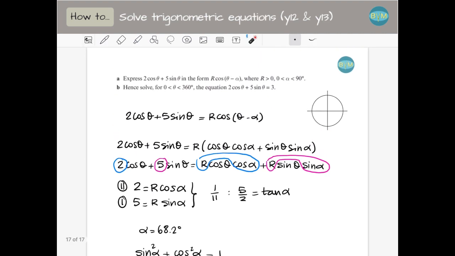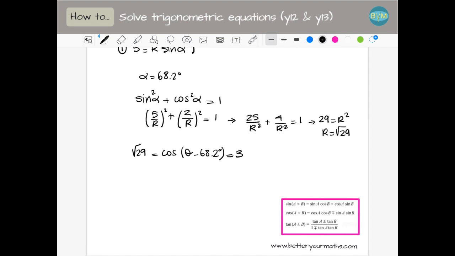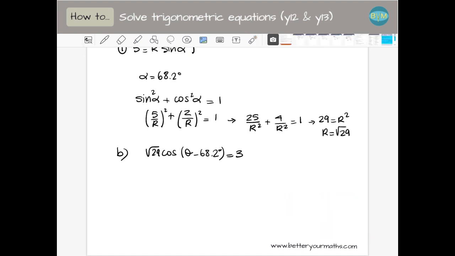And now when I have to solve this equation, and it says hence, every time they say hence, please use what you have found in the question before. You are going to use this expression equal to 3. Because, sorry, this is not with the equal, it's just root of 29. Because that's easy to solve. I just have cos of something. So to solve this equation, let me remove this. To solve this equation, we have that cos of theta minus 68.2 is 3 over root 29.